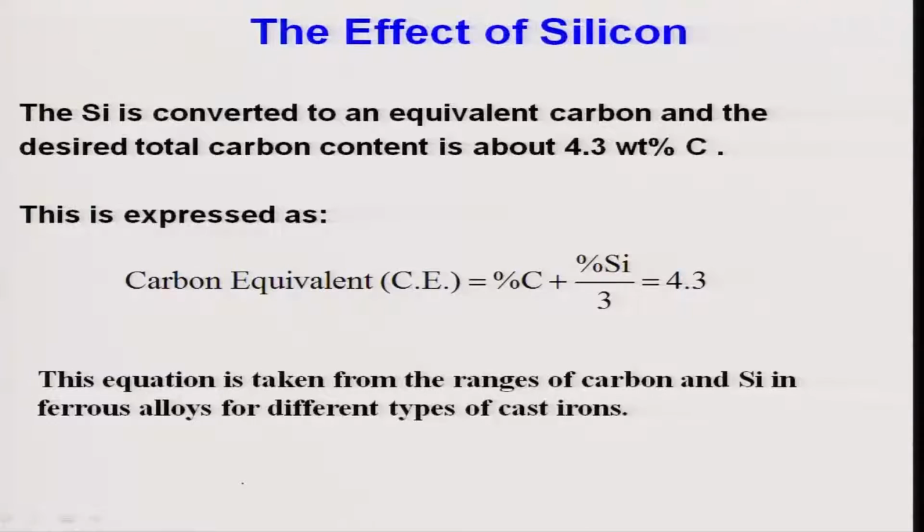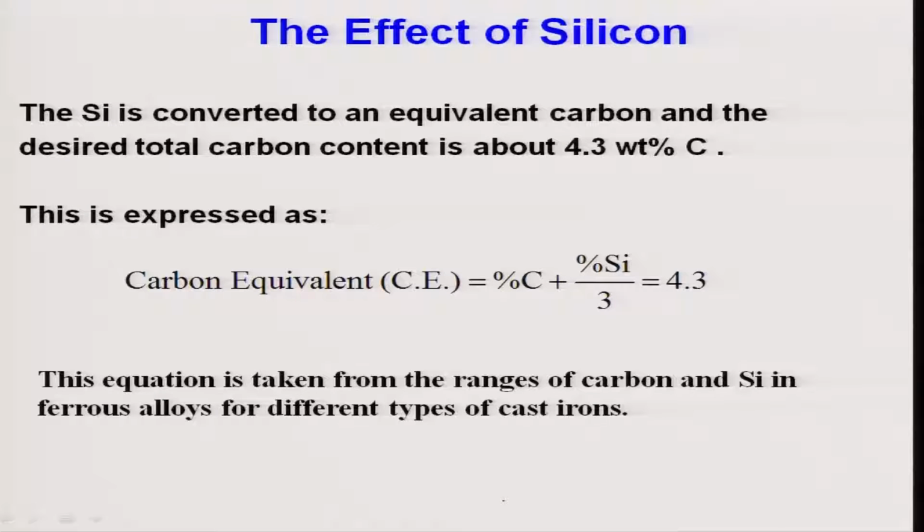So, therefore, what do we do? We just convert silicon to the equivalent of carbon, and the desired total carbon content is about 4.3. How is it done? As you know, silicon has a stronger effect on graphite formation. So carbon equivalent is nothing but percentage carbon plus silicon divided by 3. If you want to form a eutectic mixture, you must have 4.3% carbon.